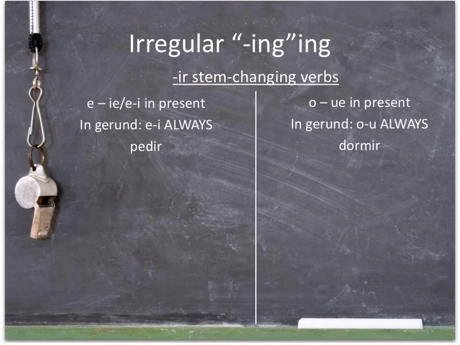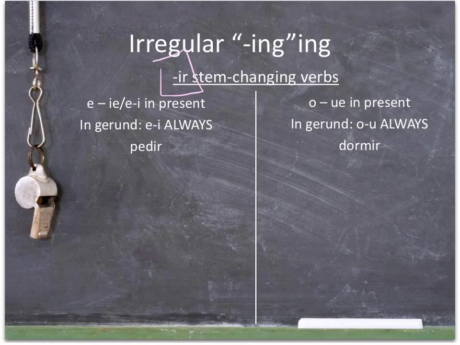What makes these irregular is that they are going to stem change in the gerund, but they're not necessarily going to stem change in the same way that they did in the present tense. Please keep in mind before I go on that I didn't say any other endings of verbs. So AR verbs and ER verbs do not stem change in the gerund. The only ones that do are the ones that stem change in the present that also end in IR.